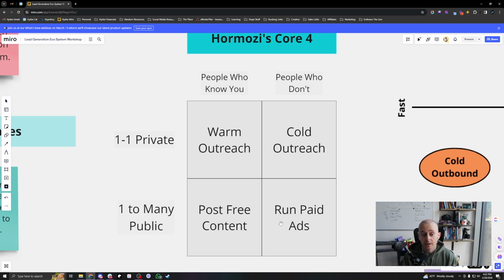That's really it. And inside of the square, he talks about how on the warm outreach side, you have the one-on-one and private, and they're people that you know. On the cold outreach side, it's one-to-one private, sending direct DMs, people that you don't know.